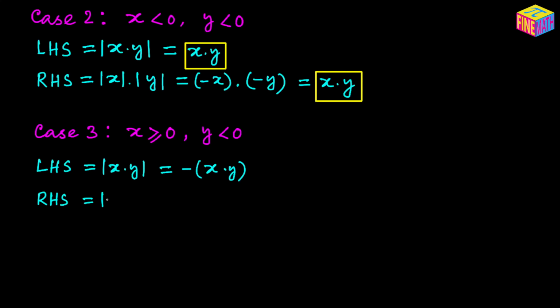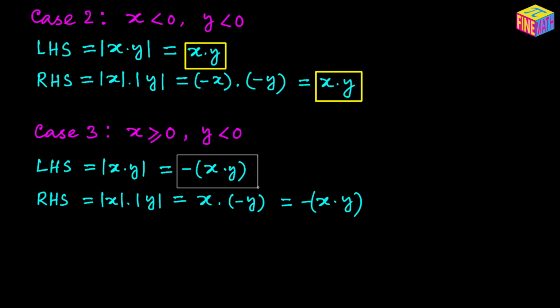The right hand side has modulus of x times modulus of y. Now if you think about modulus of x, x being a non-negative number, it will come out as positive x. And how about y? Well, y is a negative number, so it will come out as negative y. And now if you multiply both of them and remove the parenthesis, it becomes negative x times y. And here again, if you look at our left hand side and right hand side, I am highlighting them. They both look equal.